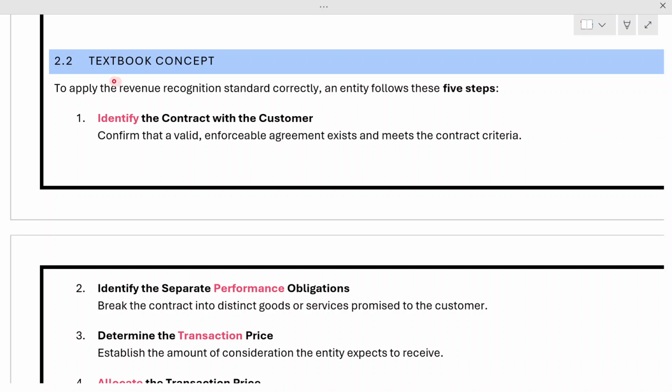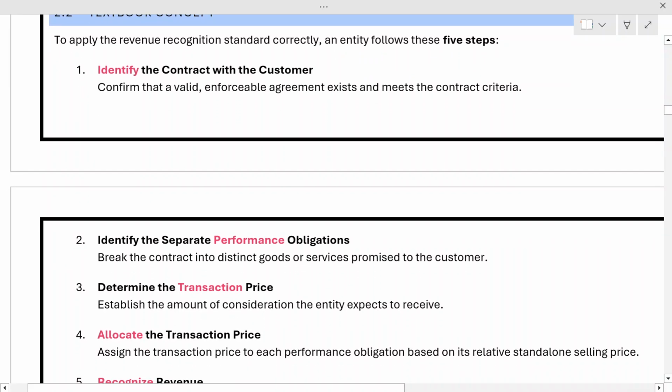Now let's try to see the textbook concept for the 5-step model in revenue recognition. The textbook simply says that revenue can be recognized when the entity follows the 5 steps. The first step includes that they need to identify the contract with the customer. Now there should be a valid contract and the contract should be enforceable.